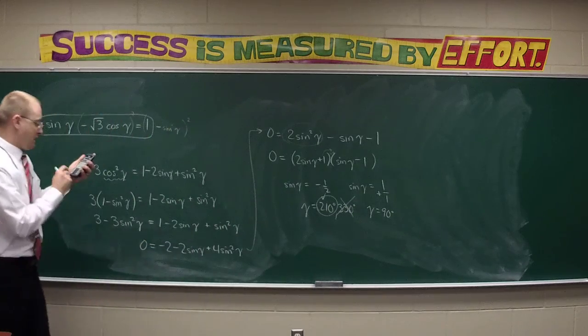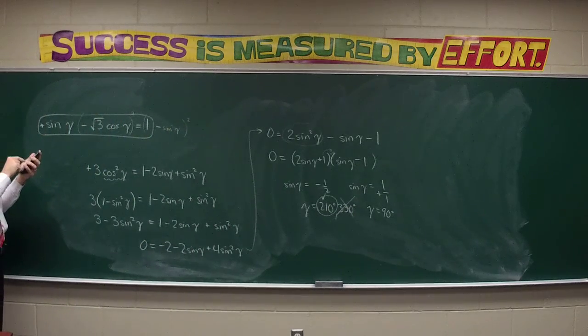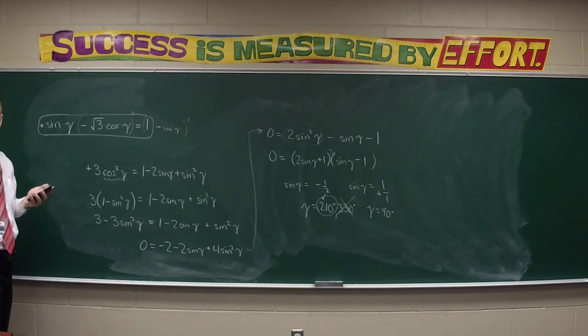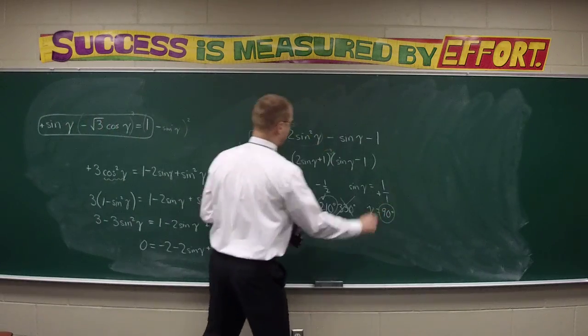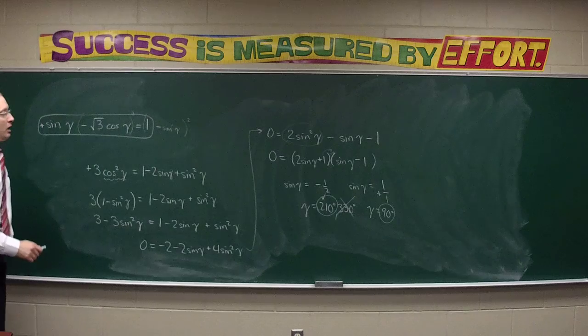All right. Try the 90. 90 cosine times the square root of 3, I change it to a negative, plus 90 sine equals 1. And that one checks as well. So the 90 and 210 are good. It's just the 330 that's no good.